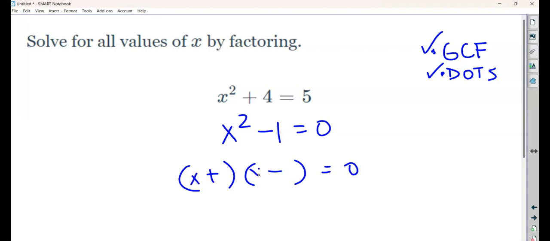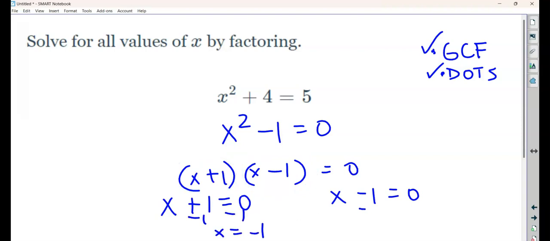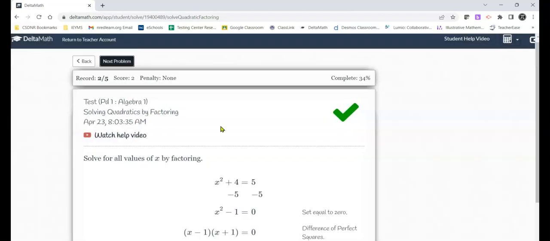Square root of x squared, the square root of 1. Once you have your two factors, you split it into two separate equations. Take these two factors separately, one, then the other. Those are where you get your two equations from. Solve your equations, and there's your two answers, -1 and +1. In Delta Math, you write a comma in between them, and it doesn't matter what order you put them in. Typically, we put them in ascending order, but they'll give it to you no matter which way you try.